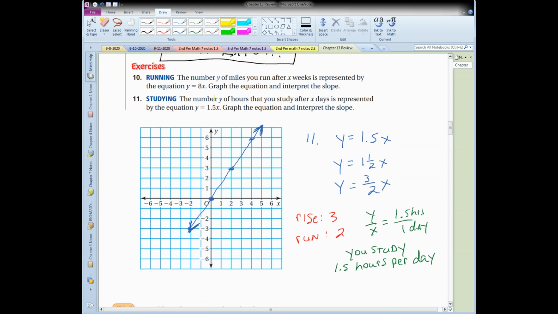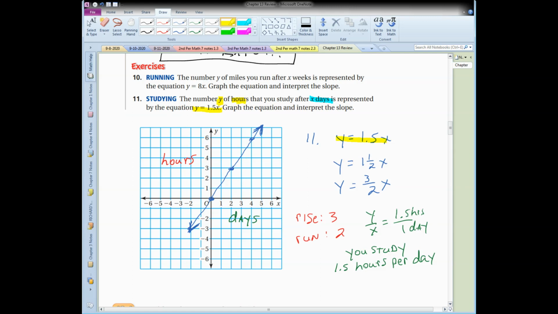So here's number 11. Studying the number of hours, Y hours, which means what? It means that hours is your units for the Y axis. And then you study after X days. So what does that mean? It means that your units for the X axis are days. And it's represented by this equation. The number of Y hours that you study after X days is represented by this equation.